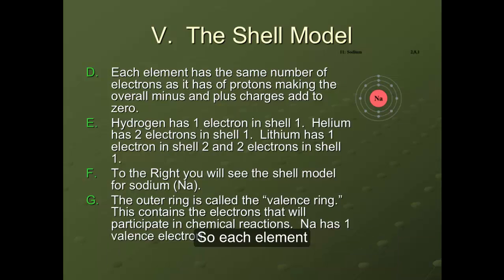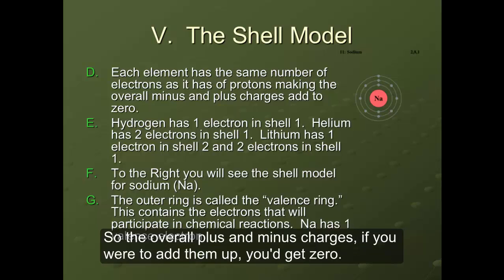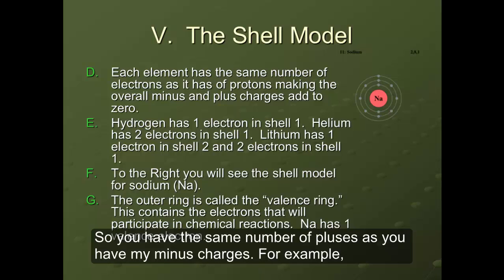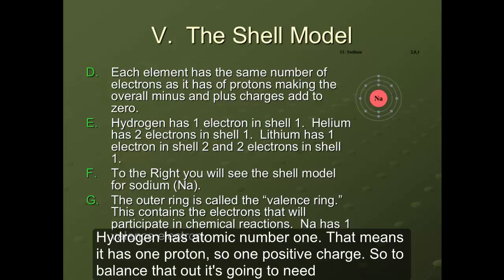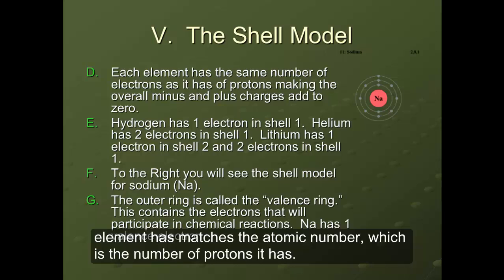So each element has the same number of electrons as protons. So the overall plus and minus charges, if you were to add them up, you'd get 0, because you have the same number of plus as you have minus. So for example, hydrogen has atomic number 1. That means it has 1 proton, so 1 positive charge. So to balance that out, it's going to need 1 negative charge. So until we start doing chemical reactions, and I'll tell you what to do when we get there, the number of electrons an element has matches the atomic number, which is the number of protons it has.